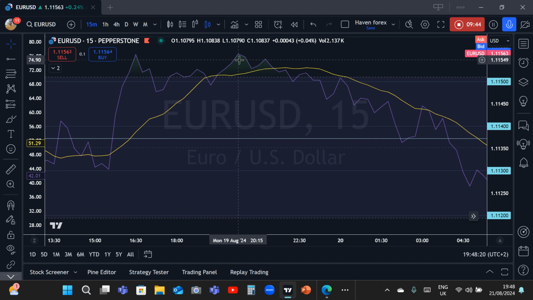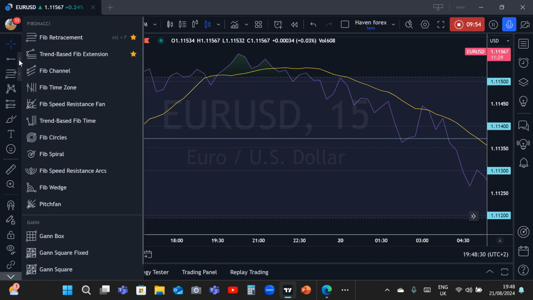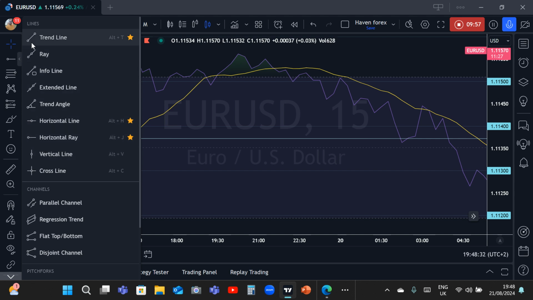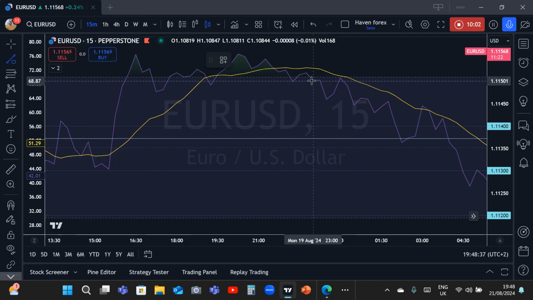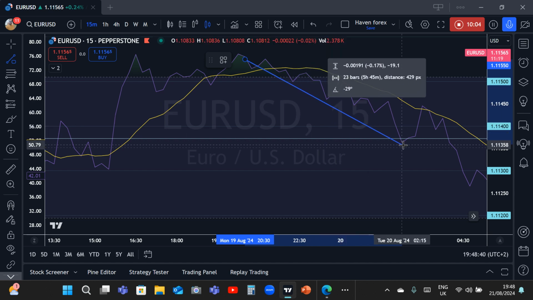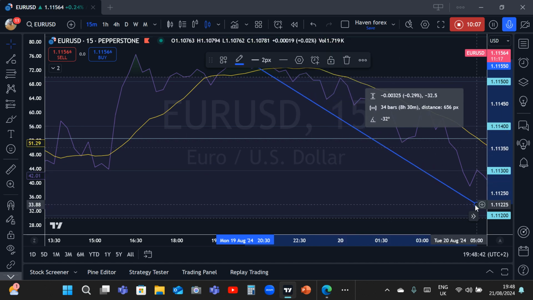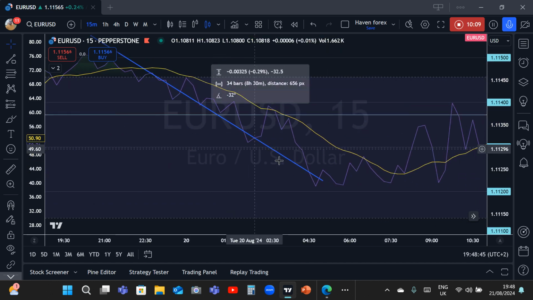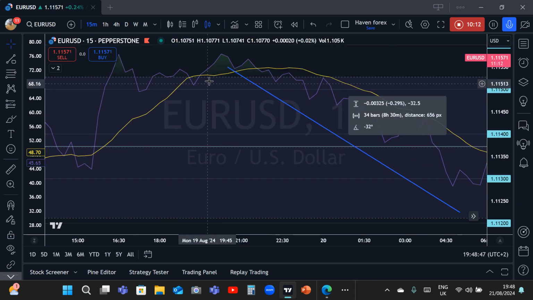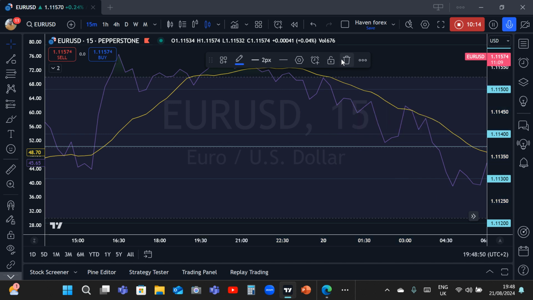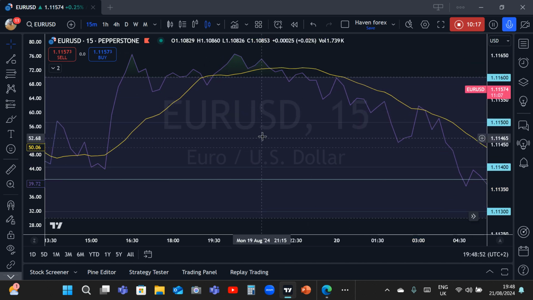At this point, this is what we call overbought. What happened when overbought happened? You see a massive drop like this. This is a massive drop because the market is already overbought. So all you need to do is just launch it and you just see.